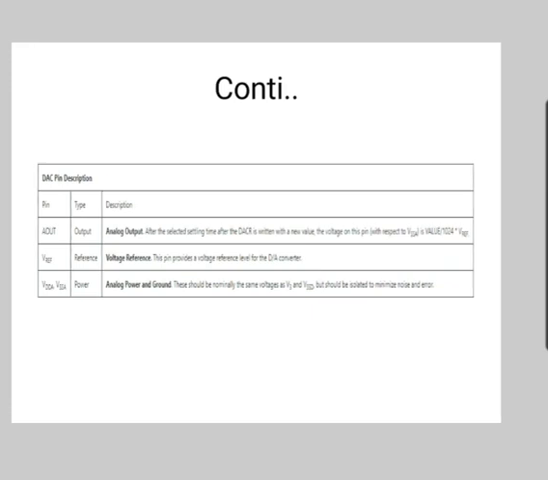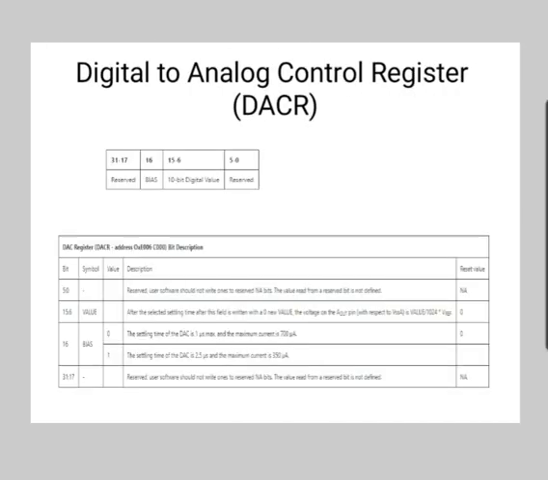Next is the digital to analog control register. So here we will see the bits one by one. Bits 0 to 5 are reserved. The user software should not write 1 to reserved bits. The value read from a reserved bit is not defined.